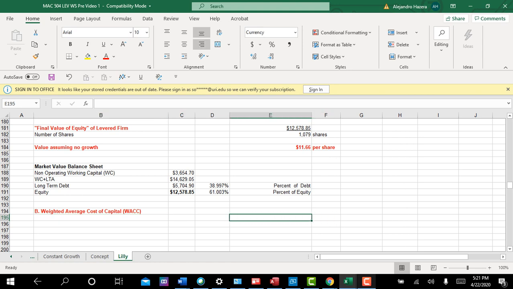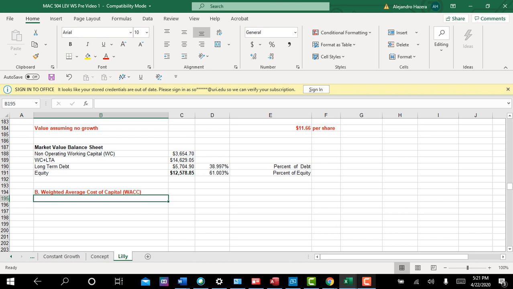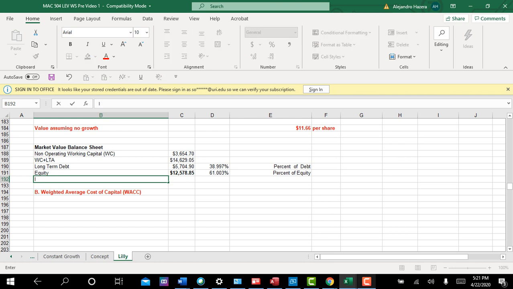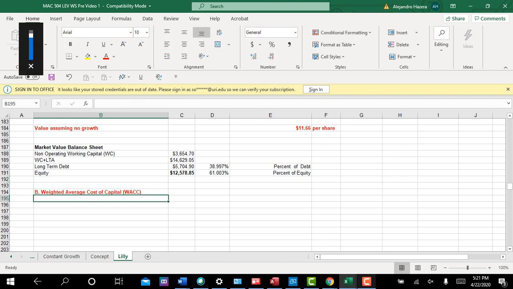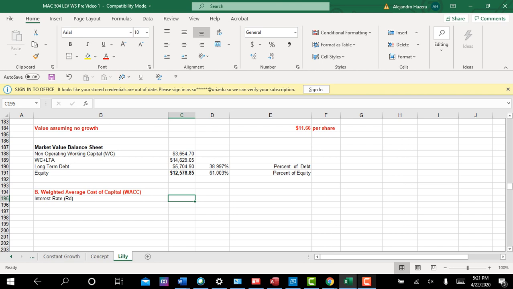Now, the thing that we haven't done so far, and I have to do it now, is calculate, for the weighted average cost of capital approach, a variable that I haven't calculated up to now. And that's, I'm just going to say, interest expense. I have to calculate some sort of interest rate, and then we'll label it. I'm going to label that as RD, the rate of interest.